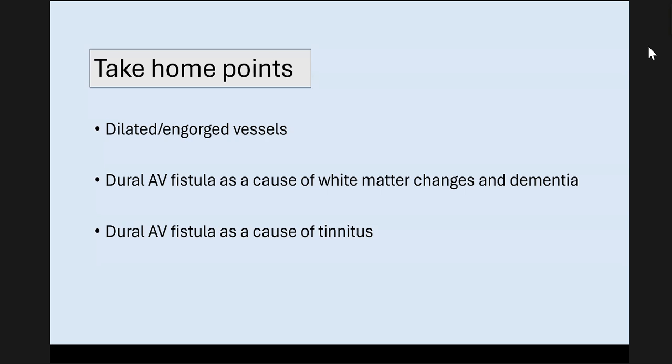Second point to take home would be dural AV fistulas can cause white matter changes, and this can be a cause of dementia. Rare, but something important to bear in mind. And if you're evaluating a patient with history of tinnitus, particularly pulsatile tinnitus, definitely, you have to consider dural AV fistula as a cause.